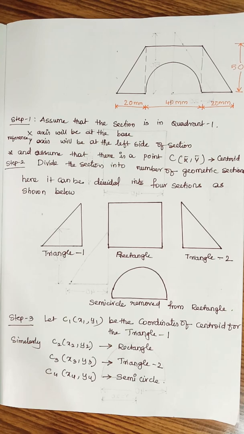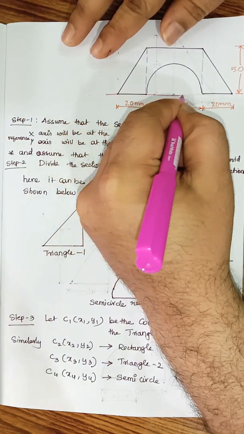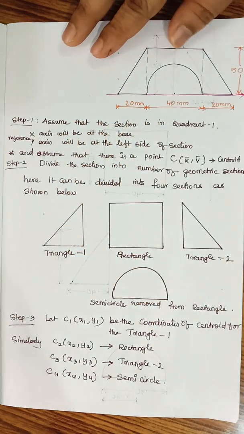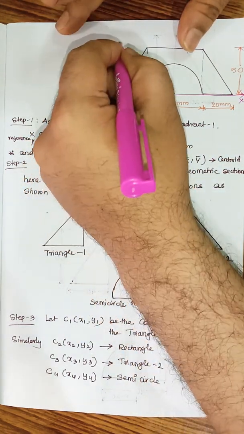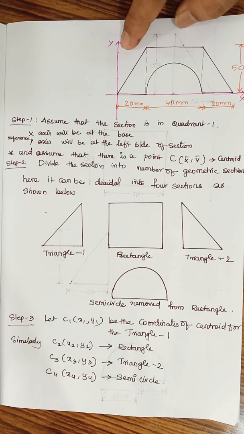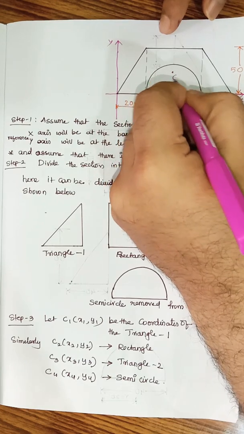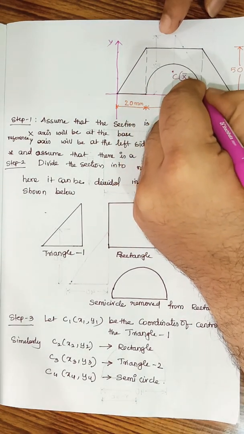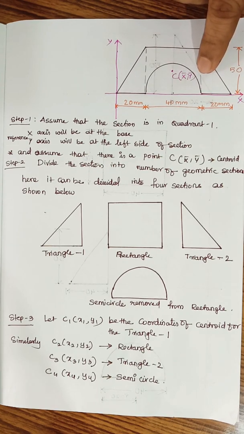The first thing is we have to assume that the section is in the first quadrant, or you can also assume it to be symmetric about y-axis. But for my convenience, I'm assuming it to be in the first quadrant. Whenever you assume it to be in the first quadrant, that means its x-axis will be exactly at the base, I mean to say at the bottom, and y-axis will be towards the left side of the section. And assume that there is a point capital C whose coordinates are x bar and y bar, which is nothing but the centroid for the given section.